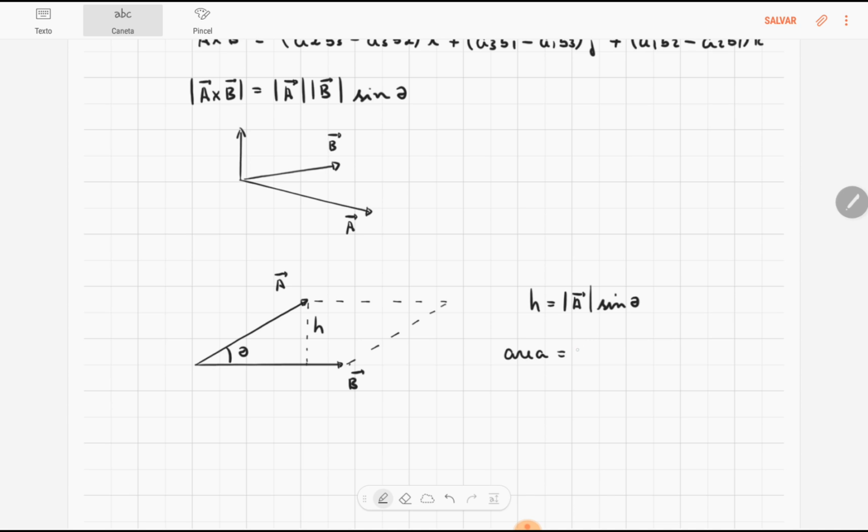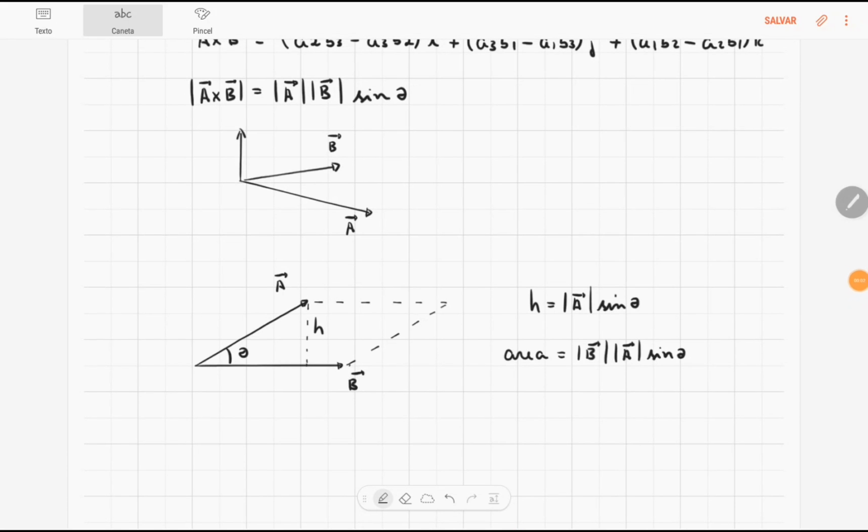So we may write magnitude of vector B times the height, that is equal to magnitude of vector A times the sine of the angle between the two vectors. So we may conclude that the magnitude of the vector product between A and B is equal to the area of the parallelogram that is determined by vectors A and B.